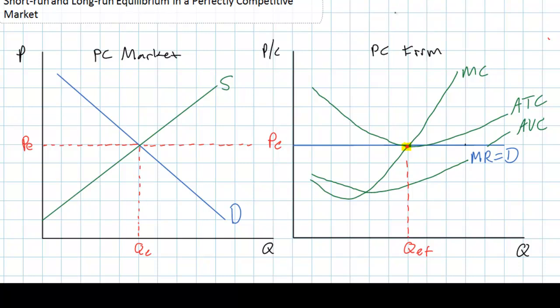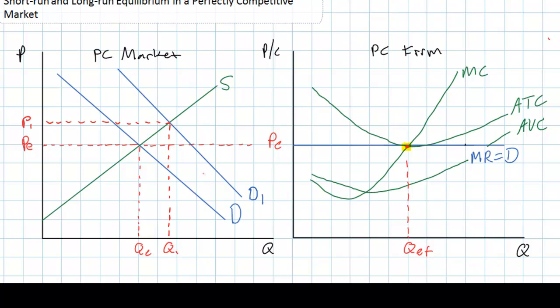Let's ask the question: what happens if total demand in the market for this good rises? Well, the good would become more scarce. An increase in the demand for this good from D to D1 causes the market price, the equilibrium price, to rise from PE to P1. And as we're going to see, the market quantity supplied will increase, but we'll show why that is the case in just a moment. In the short run, we'll expect the quantity to increase.